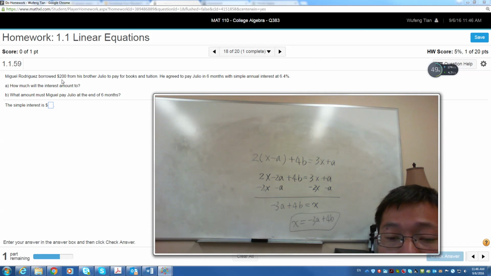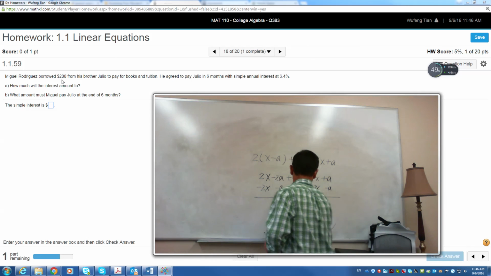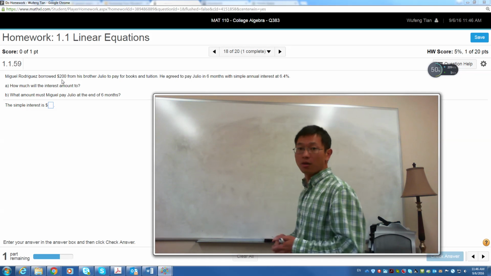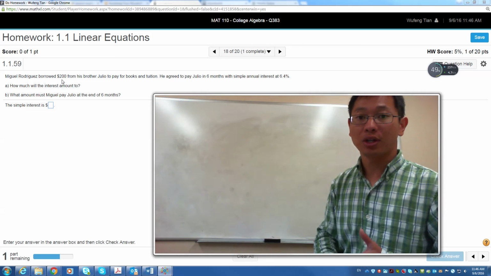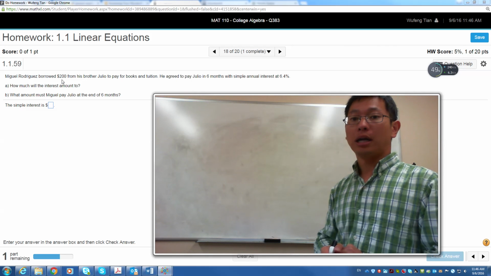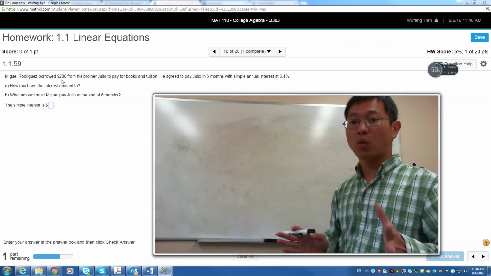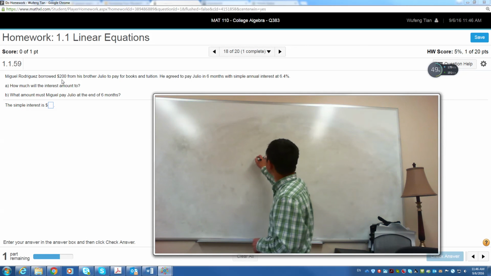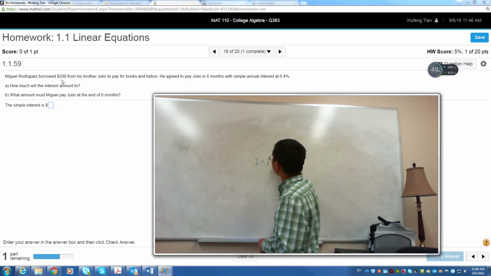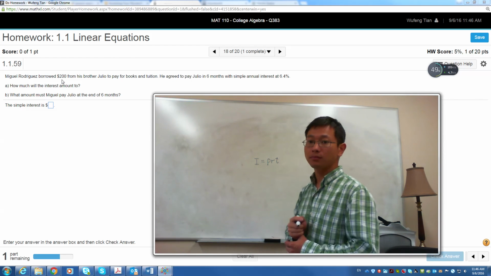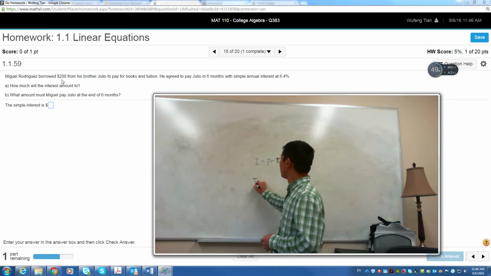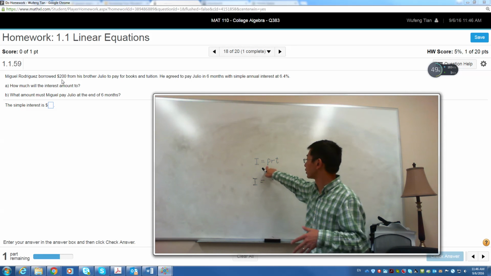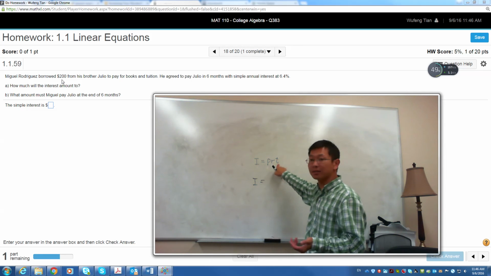So basically, the simple annual interest for 6 months is at 6.4%, and the time is just 6 months. It's not 1 year. So we first need to use I equals PRT. Now, for the interest part, I is the interest. P is the principal, how much money he borrowed. R is the interest rate. T is the time.